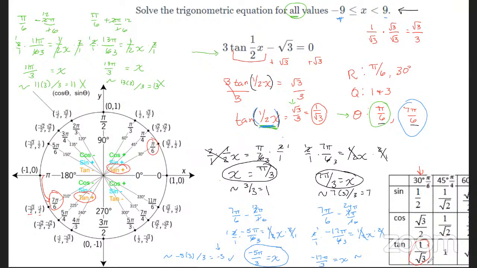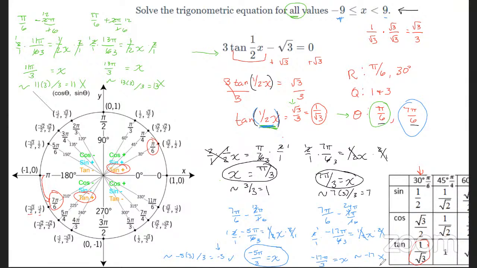So negative 17 times 3 divided by 3 is going to estimate out to negative 17. Is that within our range? No, it's much bigger than our negative 9 that we're looking at here. So this one did not work. Now, all we've done so far is go down from that original reference angle of 7 pi over 6. We subtracted 1 time around the unit circle, and we subtracted 2 times around the unit circle.